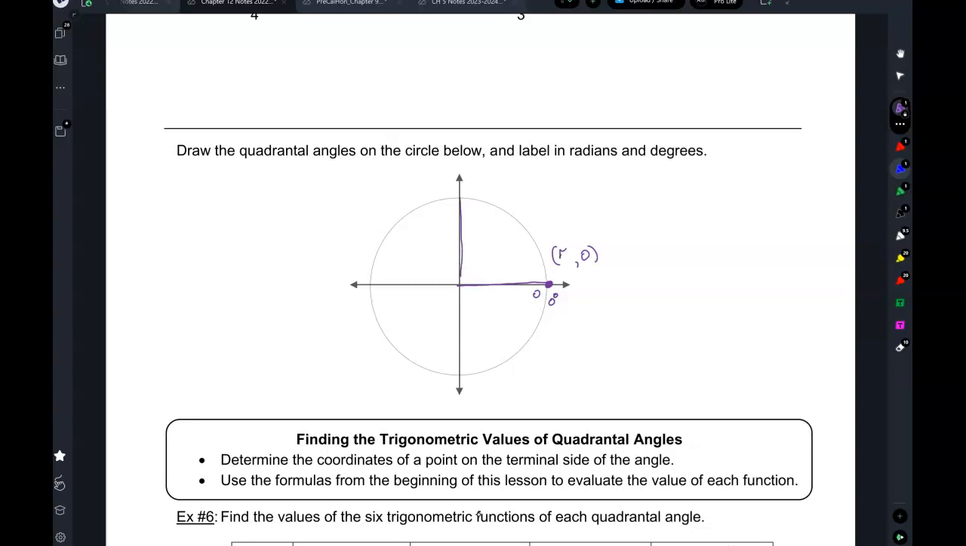Let's draw here. How many degrees is it there? 90, or pi over 2. Okay, so what's the x coordinate there? 0 and r. Here it's 180 or pi, and it's negative r, comma 0. Here it's 270, 3 pi over 2. What's the coordinate? 0, negative r.